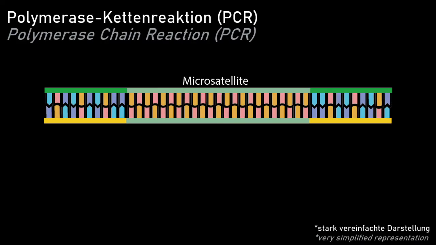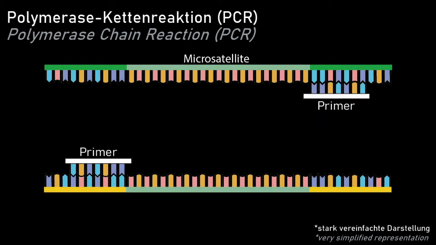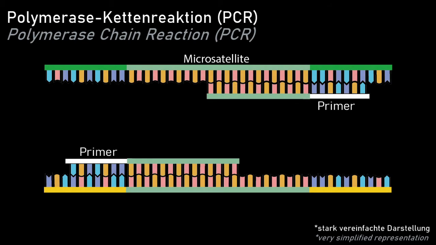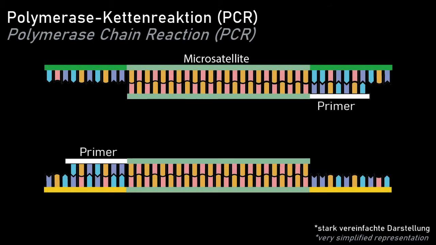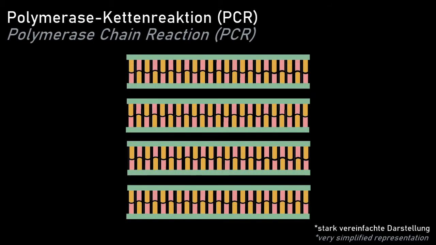The method that we use to amplify DNA is polymerase chain reaction. And to do so, we need primers. And primers are short DNA sequences that we design, and they are complementary to the region of the genome that we want to look at. And what the PCR does, it creates copies, in our case of the microsatellite.